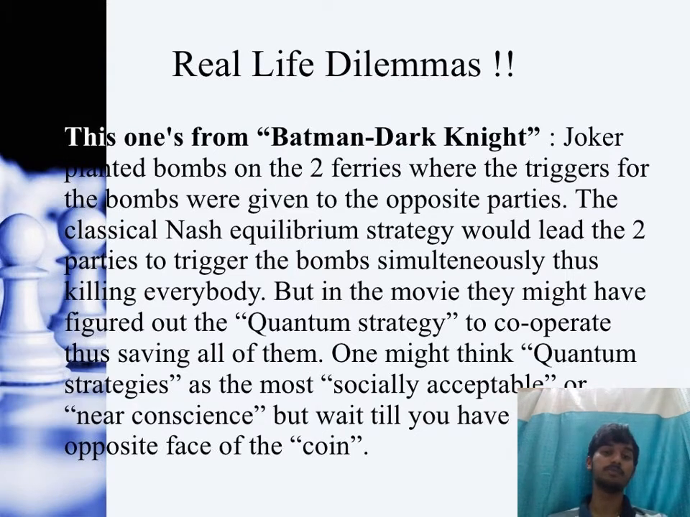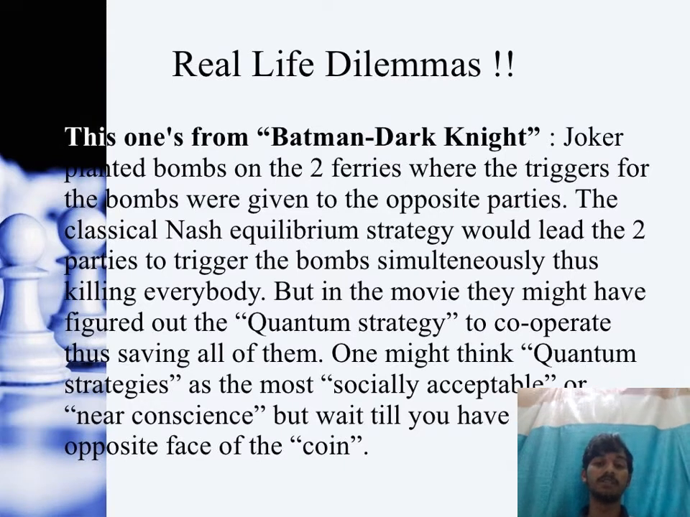This one is from Batman: The Dark Knight, where the Joker plants bombs on two ferries, where the triggers for the bombs were given to the opposite parties. The classical Nash equilibrium strategy would lead the two parties to trigger the bomb simultaneously, killing everybody. But in the movie, they might have figured out the quantum strategy to cooperate, thus saving all of them.